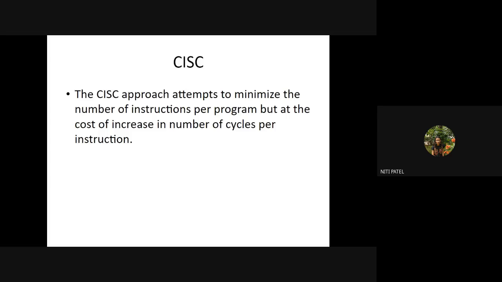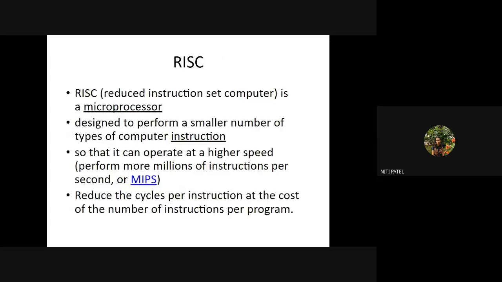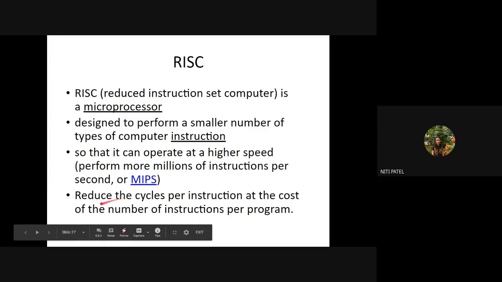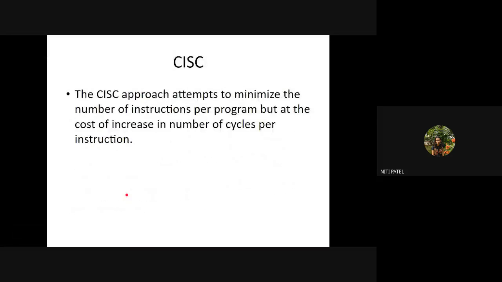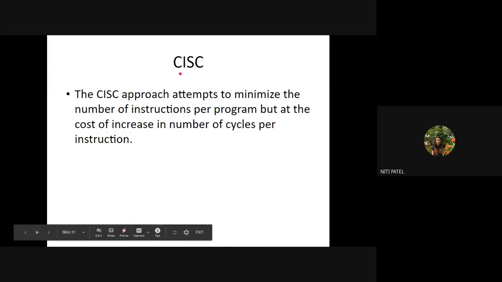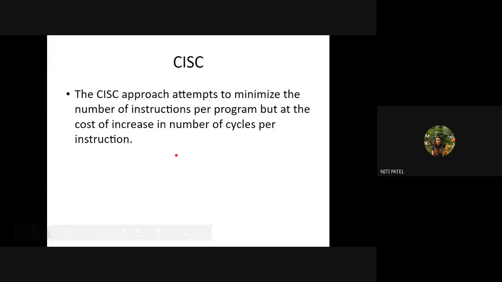Do you remember in RISC we had seen the number of cycles are less? It has reduced the cycles for instructions. Why? Because the instructions were also small. But in CISC, since the instructions are complex and big, they cannot be completed in one clock cycle. It will require more cycles for one particular instruction for the execution.